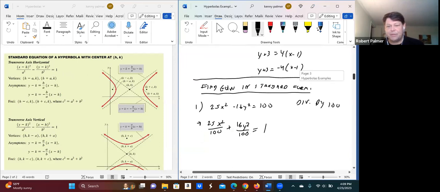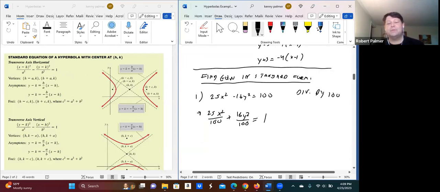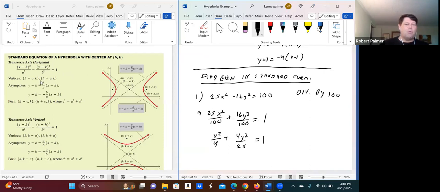Now, we want to simplify these. 25x squared over 100 becomes x squared over 4. Now, this one, 16, of course, doesn't go into 100 evenly. We can take a 4 out of both, and that's going to be 4y squared over 25. Okay, now notice, oops, that should be a minus, not a plus. It's still not quite in the form we want. So how do we get the form we want?